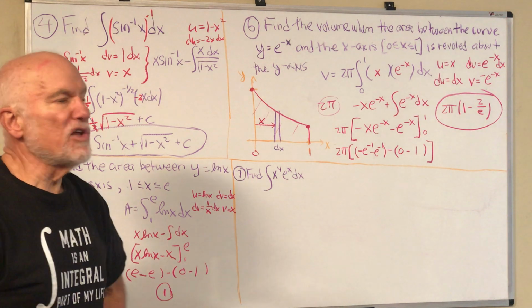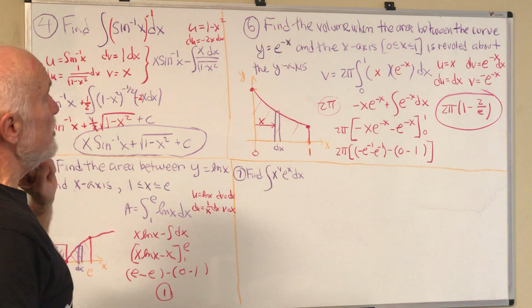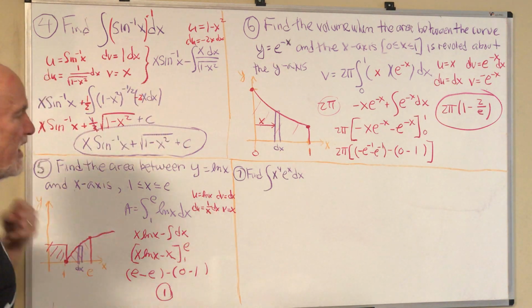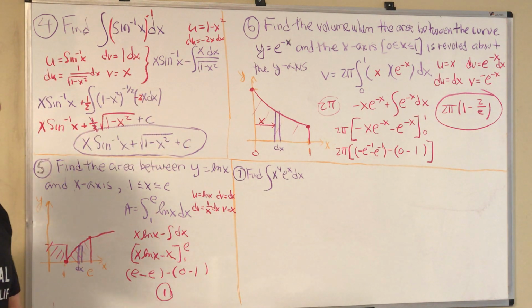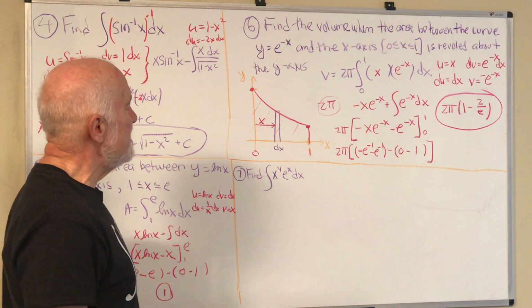So that's a little bit of a review of something that we haven't done in a while, volumes of revolution and finding areas. They're still going to be very important. So one last one. What if we get the integral of x to the 4th e to the x?